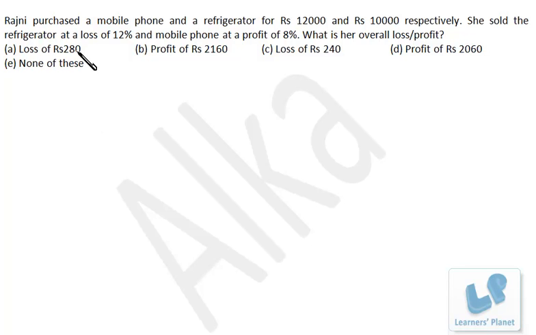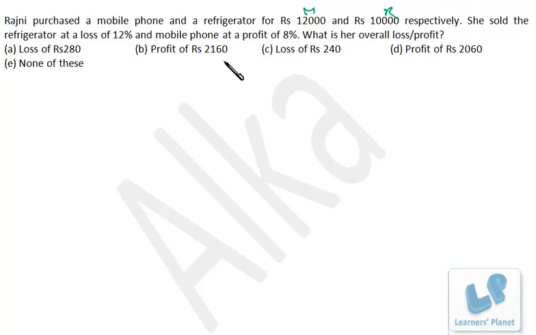Now friends, a problem based on profit and loss. Rajni purchased a mobile phone and a refrigerator for this and this price. She sold the refrigerator at a loss of 12% and the mobile phone at a profit of 8%. What is her overall loss or profit? Here this is the pricing of the mobile and this is of the refrigerator.